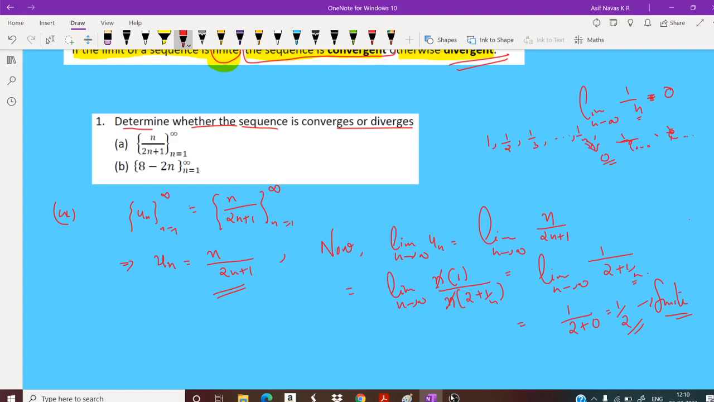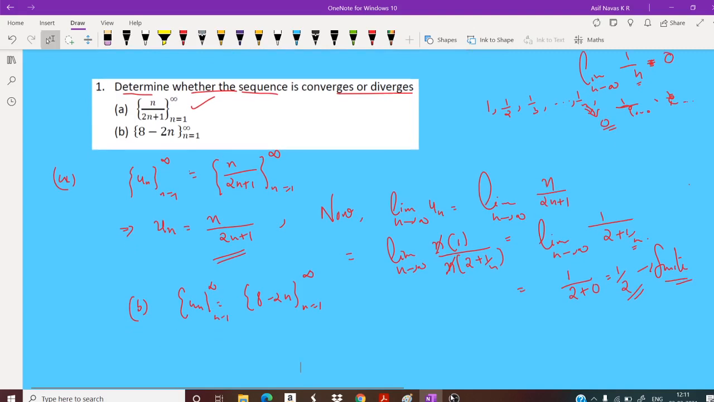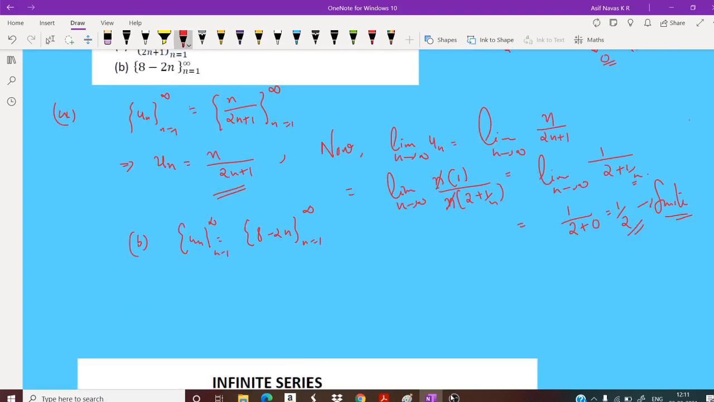Convergent, because it has a finite limit. Now what about the second problem? Here the sequence un is equal to 8 minus 2n, n equal to 1 to 20. Now we want to check whether it is convergent.